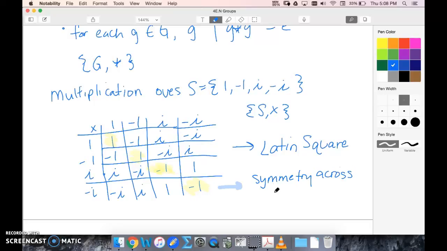So symmetry across the leading diagonal implies commutativity. And if a group is also commutative, then we call it an Abelian group. So you don't have to be commutative to be a group. If you are commutative, we call it Abelian.